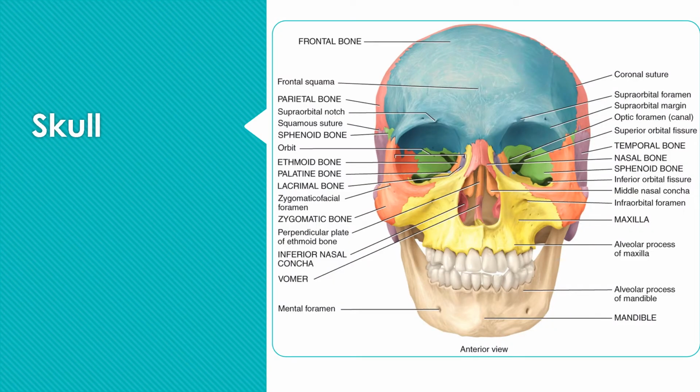So here you can see the skull. We have different colors for all different bones of the skull. So we can see here this large blue frontal bone. This is going to form the forehead, which is the anterior part of the cranium. The frontal bone also forms the roof of the orbits, places where our eyes are held, the eye sockets. And it also forms most of the anterior part of the cranial floor.